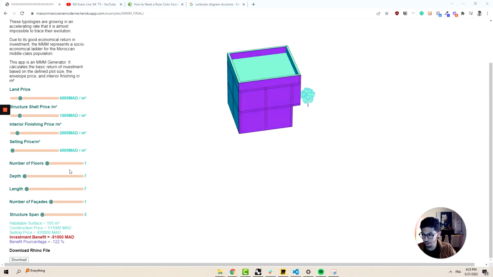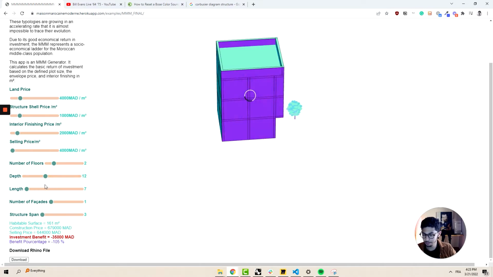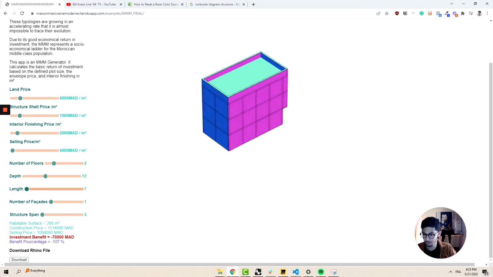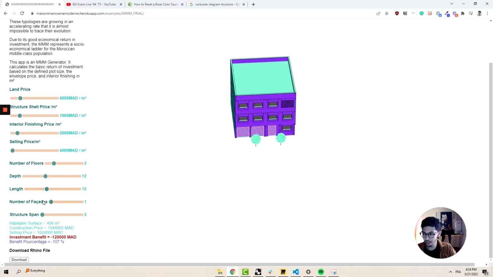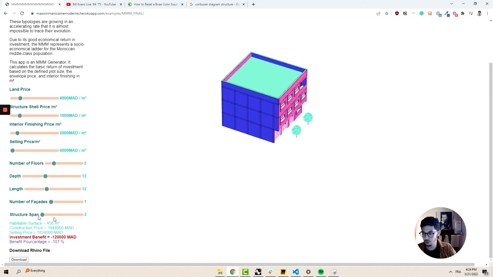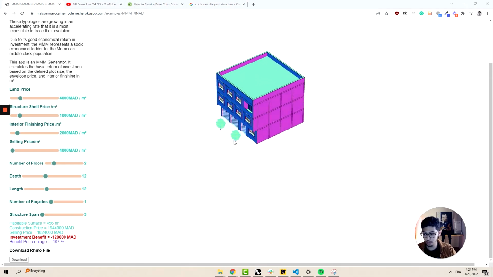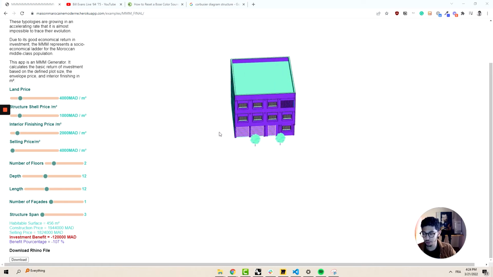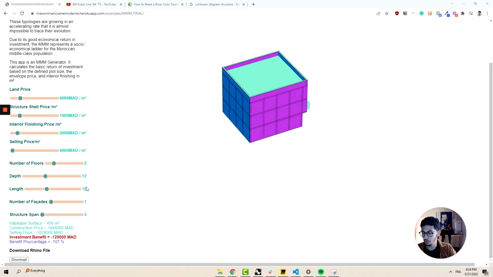In this app, we can change the number of floors, change the depth of the building, and its length. We can also play along with the number of facades and the structural span between the structural elements. This app would allow people to know how much they would invest and what is their investment benefit while having the benefit percentage.